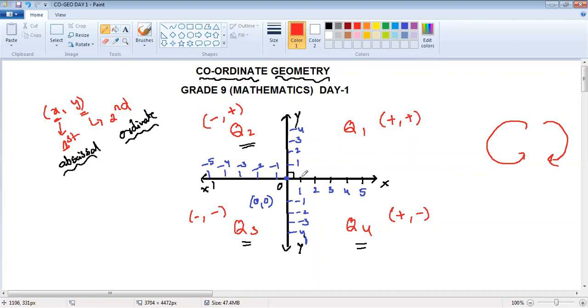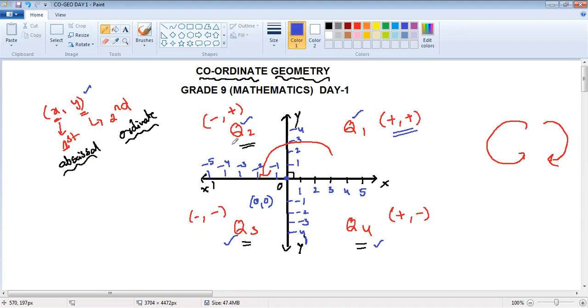Once again, he divided the total plane into four parts. Each of the four parts is called a quadrant. There are four quadrants in a plane. In the anti-clockwise direction, these quadrants are named as quadrant 1, quadrant 2, quadrant 3, quadrant 4, and quadrant 1. Based on the position like X, Y, X is called the first coordinate, Y is called the second coordinate. This is abscissa and ordinate.